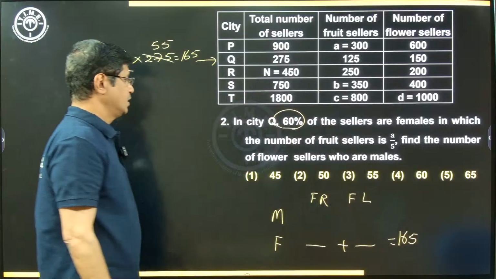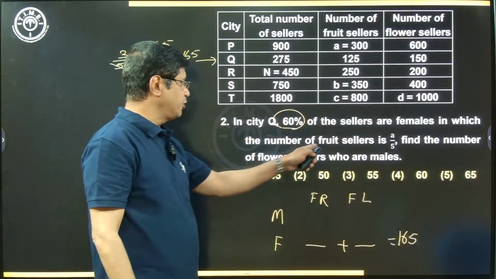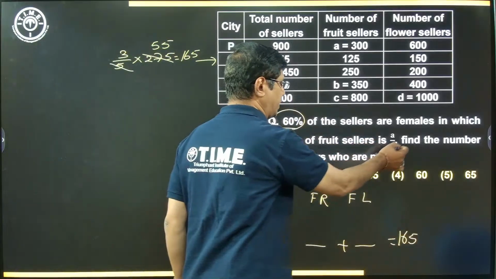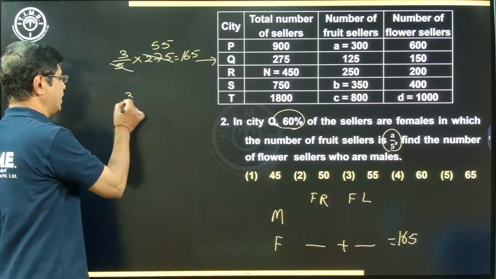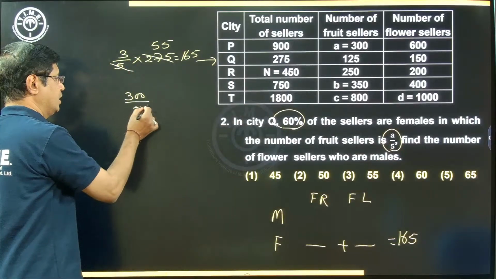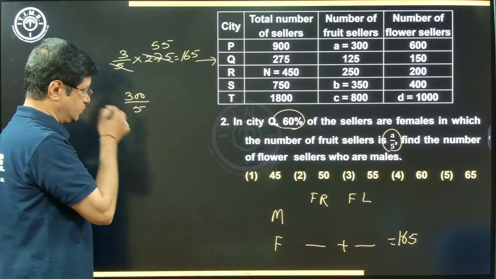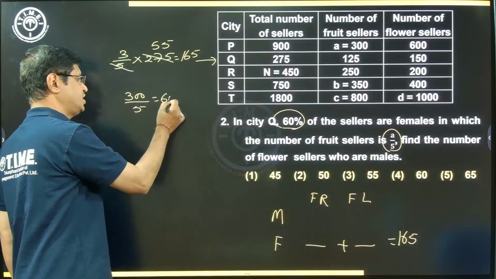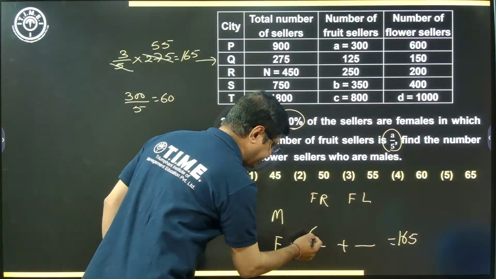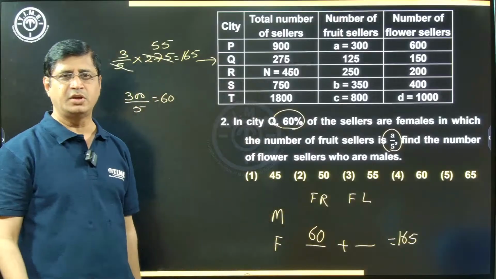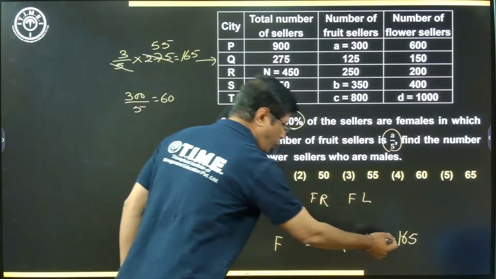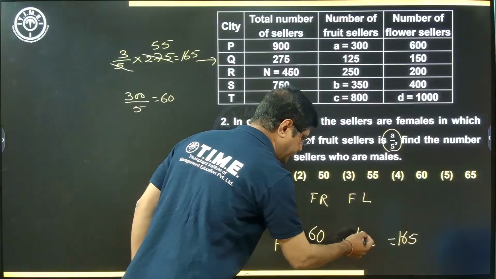Okay. The number of fruit sellers is A by 5. The value of A is equal to 300. 300 by 5 is the fruit sellers. So how much is it? 60. So fruit sellers are 60. 60 fruit sellers, so the total is 165. How many flower sellers? 165 minus 60, that is 105.